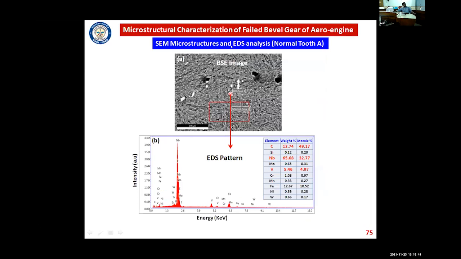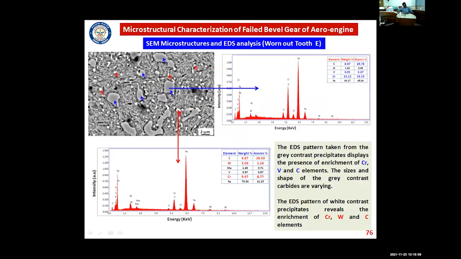Now this is the SEM microstructure with EDS analysis, where from the very fine precipitates you can get the EDS pattern. I already explained how to index the EDS pattern and how to identify the elements. This particular precipitate is enriched with niobium, vanadium, and carbon. Also, as I mentioned, at the top edge some of them are very coarse and some are very fine.